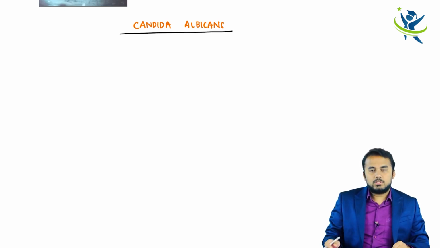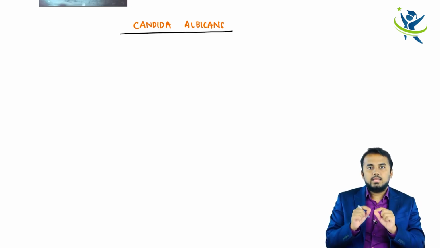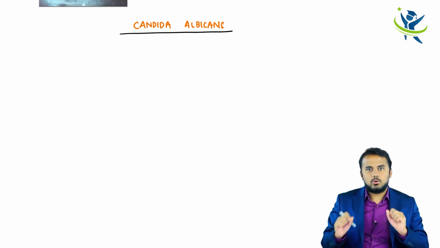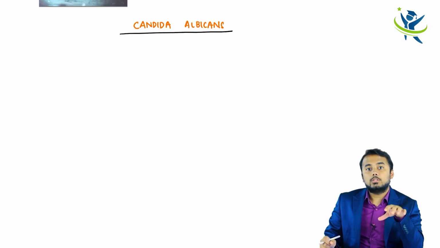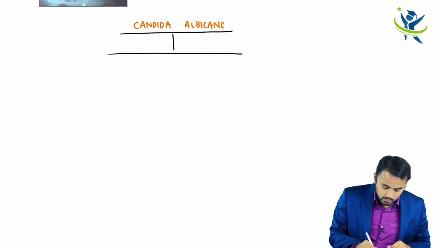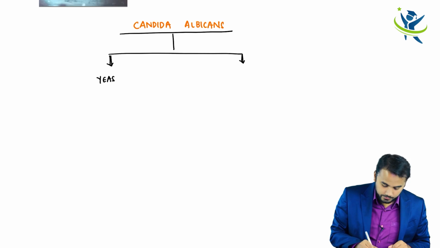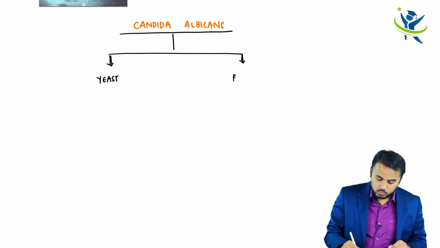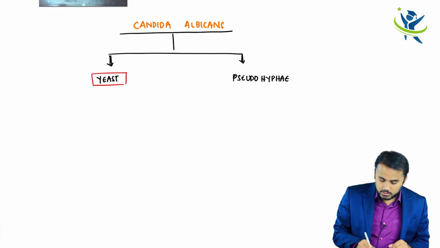Before knowing the structure of this yeast, the simple thing to know is that Candida albicans lives in two forms. It has got the yeast form, and at the same time it has also got the pseudohyphae. So what I am trying to tell you is, it has got two things: one is called the yeast, and the other one is called the pseudohyphae.